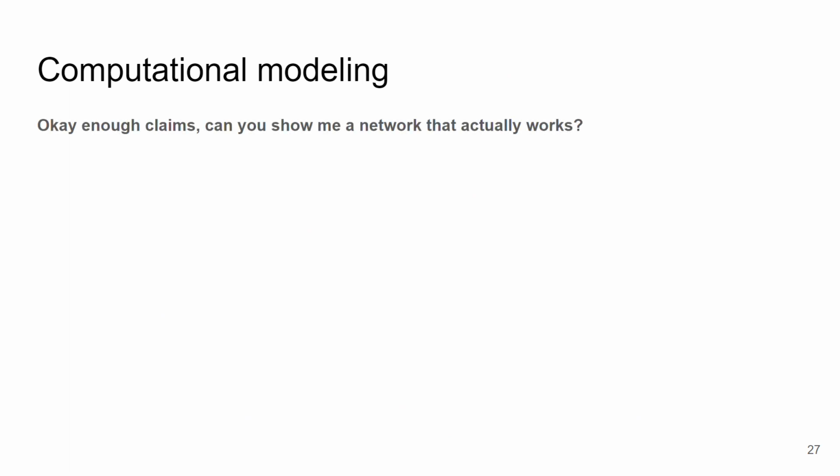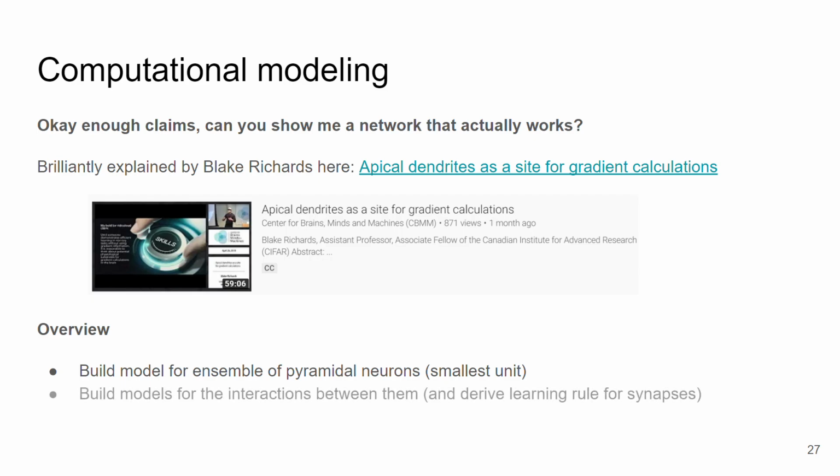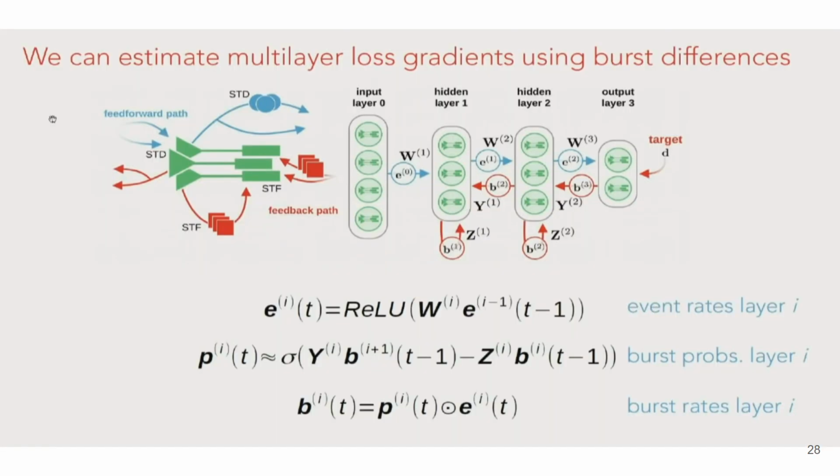Okay, you've made enough claims. Many of you would be thinking, can you show me a network that actually works? This is brilliantly explained in this video, so I'm not going to go into the details. I'll just lay out a rough overview for you. So overview, we first build a model for an ensemble of pyramidal neurons. Then we model interactions between them and derive some learning rules and put all of them in a hierarchical architecture and train. And this is how something like that would look like.